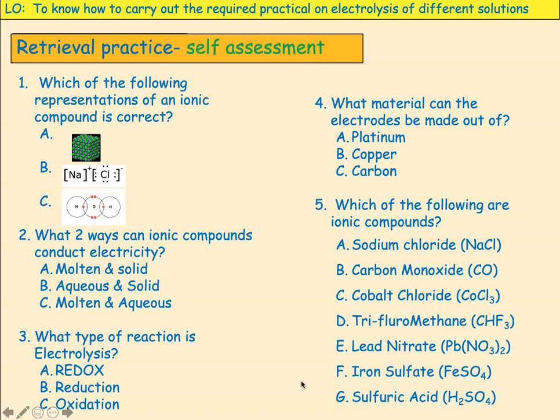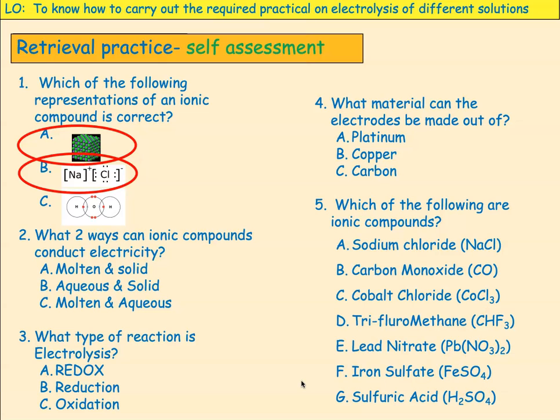Which of the following representations of an ionic compound is correct? Well, the first one is, because that is a representation of an ionic solid in a 3D giant lattice. The second one is a dot and cross diagram representing the electrons in the outer shell of both of the ions. However, the third one is not correct because it shows sharing of electrons, and that's covalent bonding.